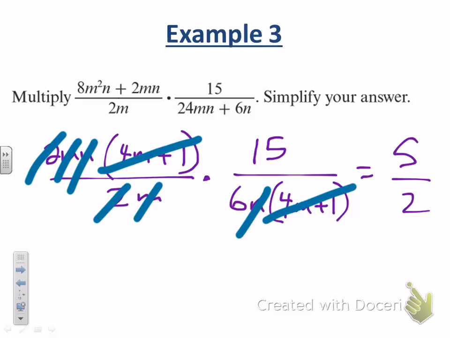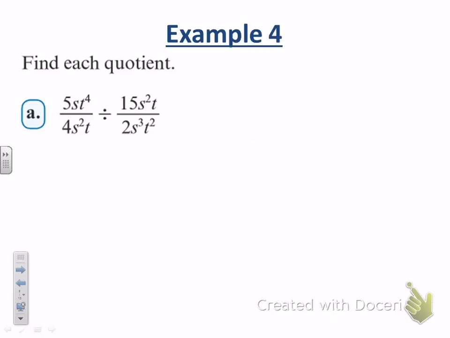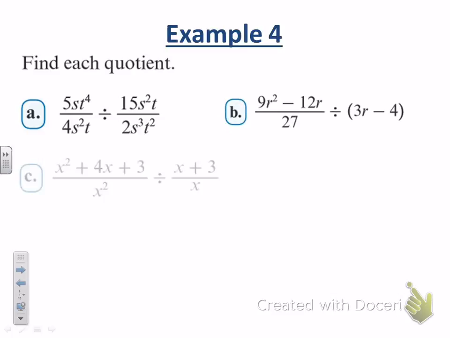And who would have guessed that that beginning expression is equal to 2.5 or 5 over 2, right? So you have to factor and cancel, cross-cancel common factors, okay? We're going to skip the next example because it's very easy. Division, you multiply. Let's do this one. Letter C. x squared plus 4x plus 3 over x squared divided by x plus 3 over x.